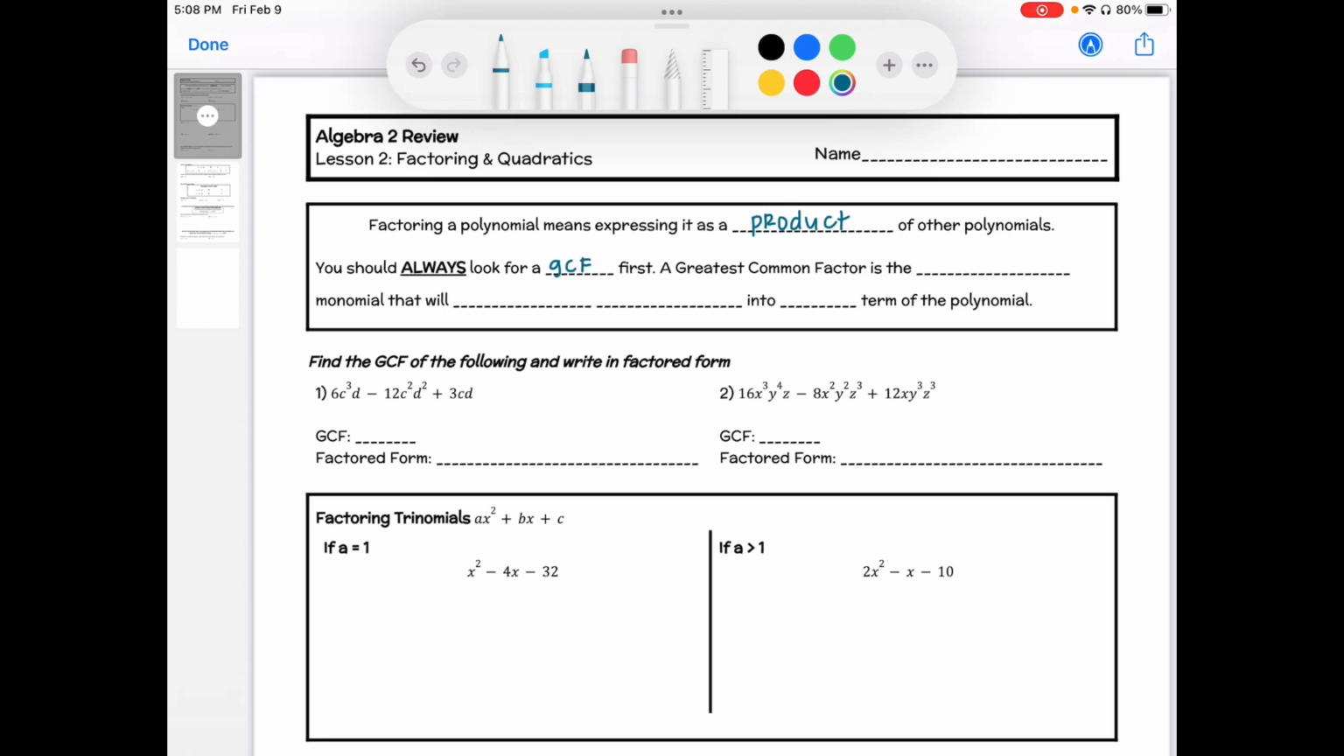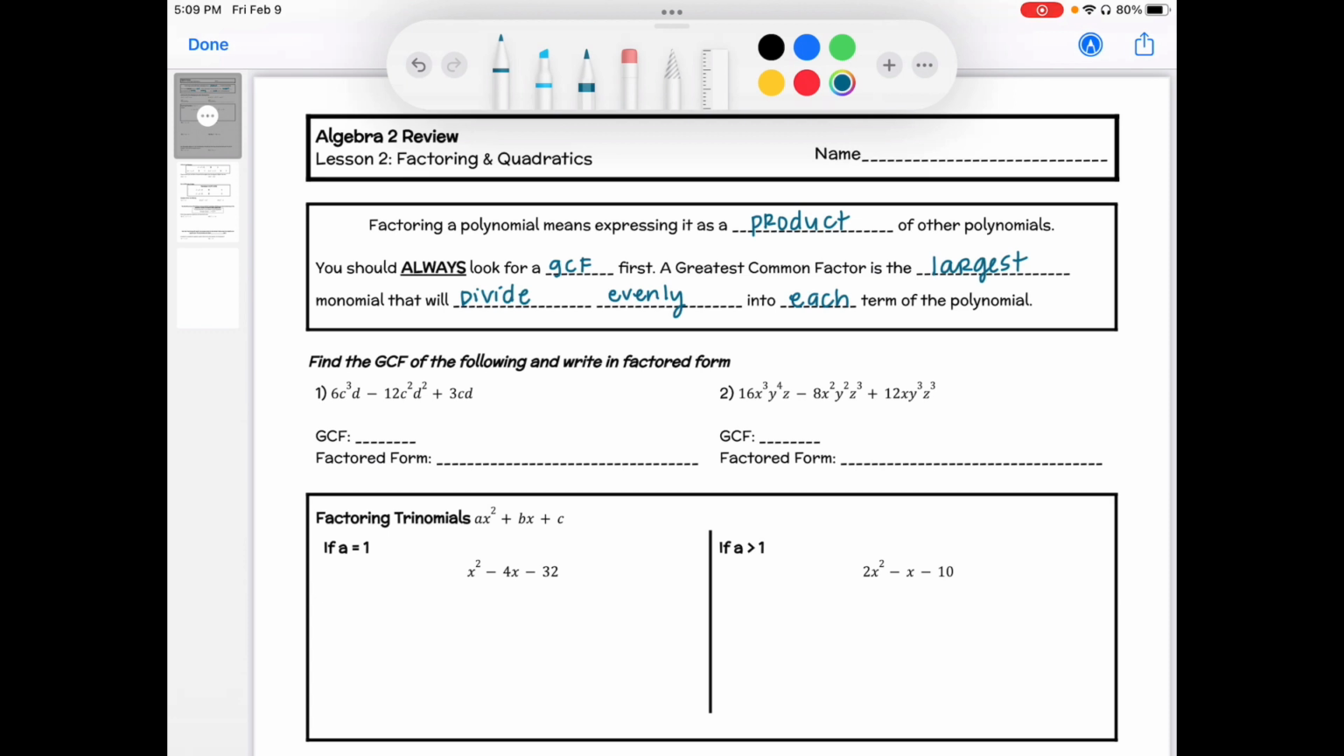And a greatest common factor is the largest monomial that will divide evenly into each term of the polynomial. So we're looking for the biggest number, biggest amount of variables that we can take out of each term.